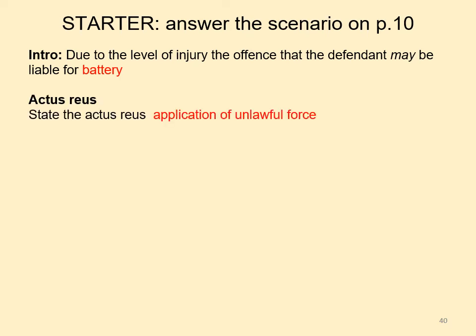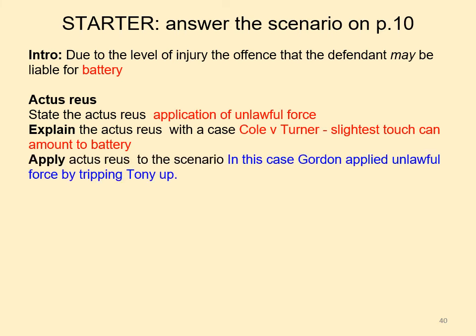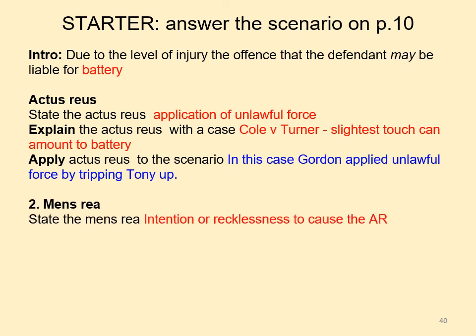You're going to state the actus reus being the application of unlawful force. You're going to explain the actus reus with the case of Cole and Turner, the slightest touch can amount to battery. Now it may be that one of your other cases, such as Thomas, may be more relevant to later scenarios, so you can always swap it for that. Or best practice would be more than one case if you can get that written in the time. And then finally we apply the actus reus to the scenario by saying, in this case, Gordon applied unlawful force by tripping Tony up.